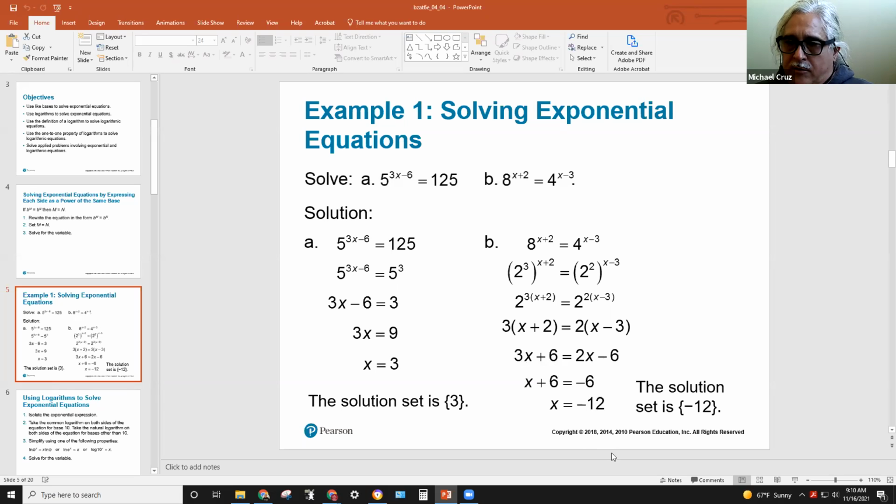So there's a solution. And again, you can check it, and if we put it in there, we would have 8 to the negative. This was going to be a little bit hard to figure out. Negative 12 plus 2 would be negative 10. And then 4 to the negative 15. Anyway, I'll leave that checking for another time. I'm just going to go through the principles.